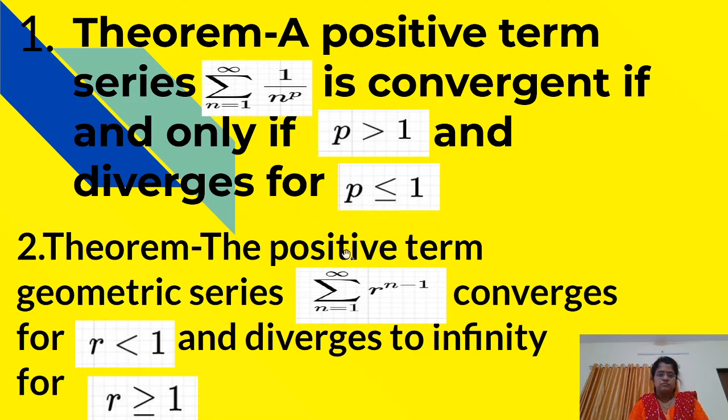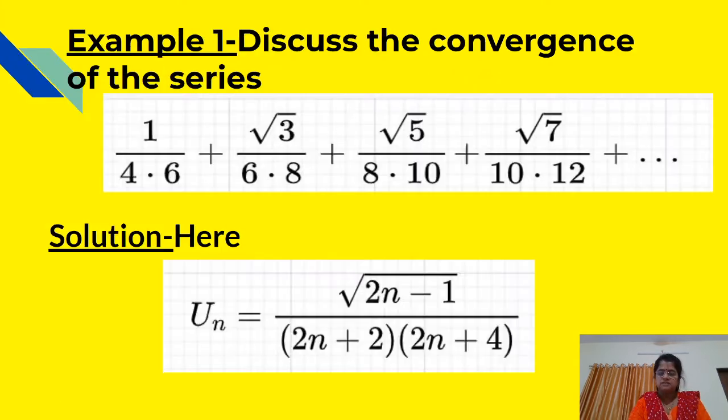And the second theorem is the positive term geometric series summation r raised to n minus 1, where n from 1 to infinity, converges for r less than 1 and diverges to infinity for r greater than or equal to 1, where r is the common ratio of the geometric series.